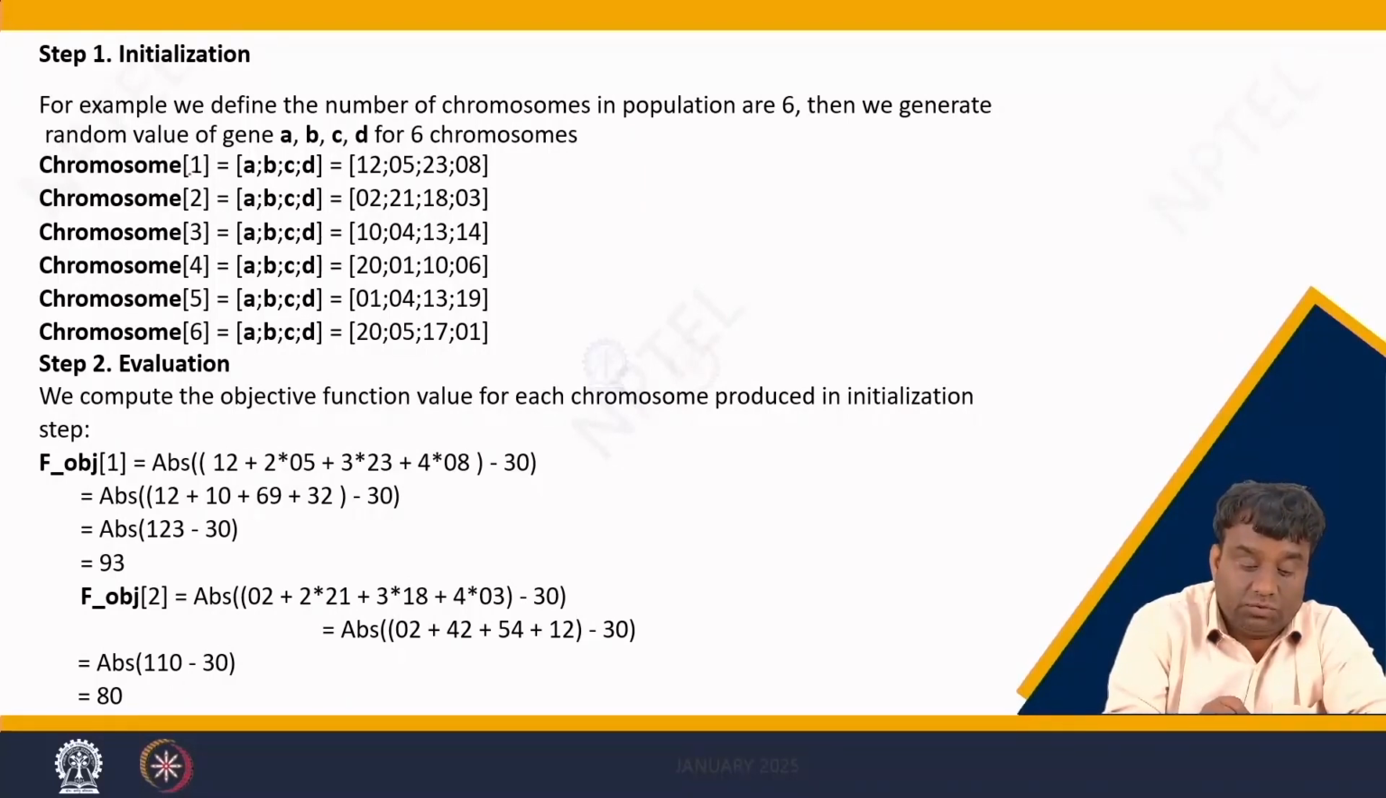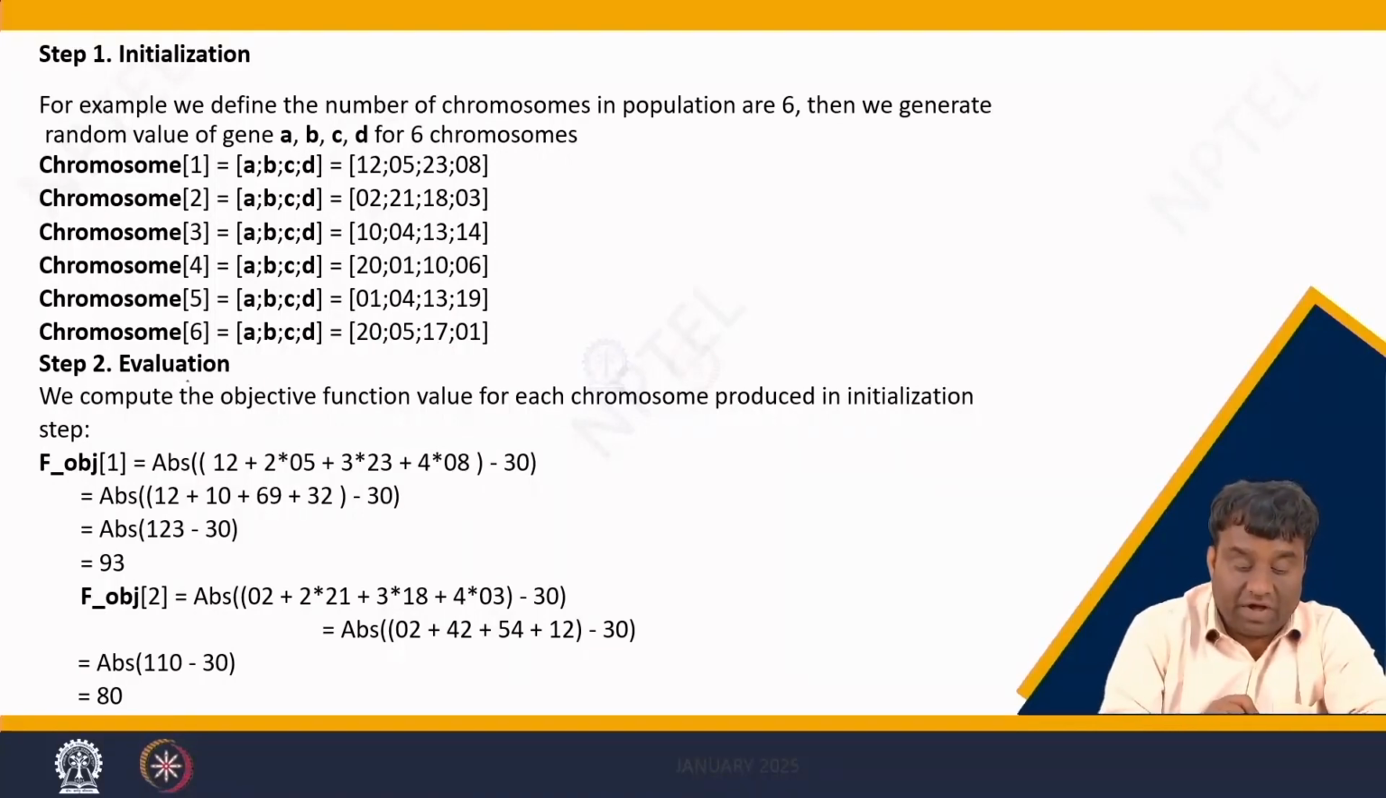So that is chromosome 1: A equal to 12, B is 5, C 23, D is 8. For chromosome 2, A, B, C, D is 2, 21, 18, 3. For chromosome 3, A, B, C, D is 20, 4, 13 and 14. Chromosome 4, A, B, C, D is 21, 10, 6. Chromosome 5, A, B, C, D is 1, 4, 13, 19. Chromosome 6, A, B, C, D is 20, 5, 17, 1.